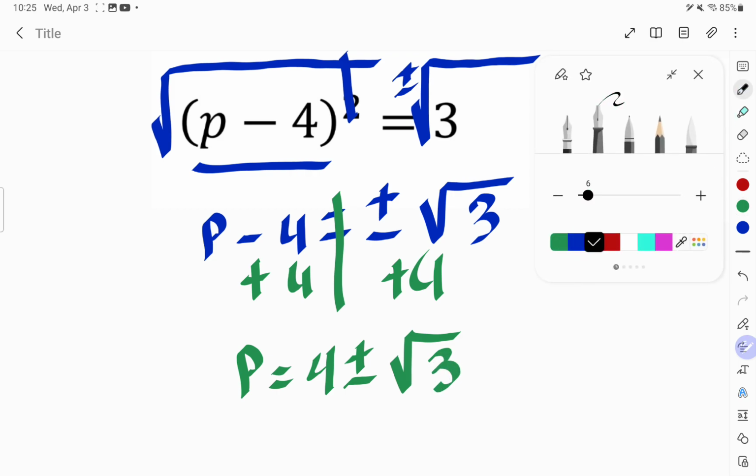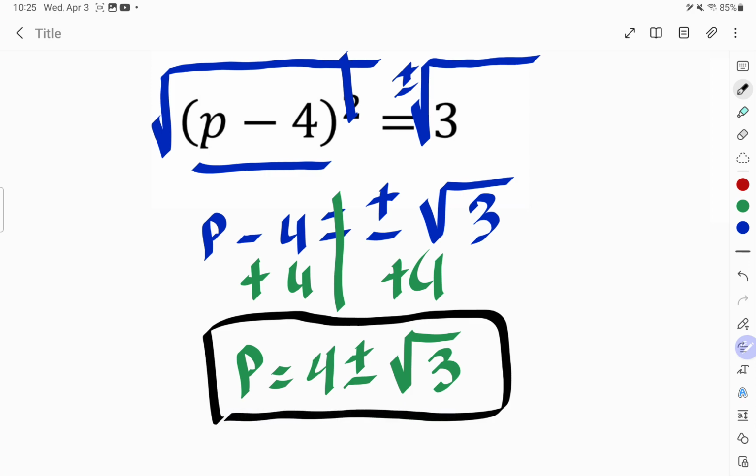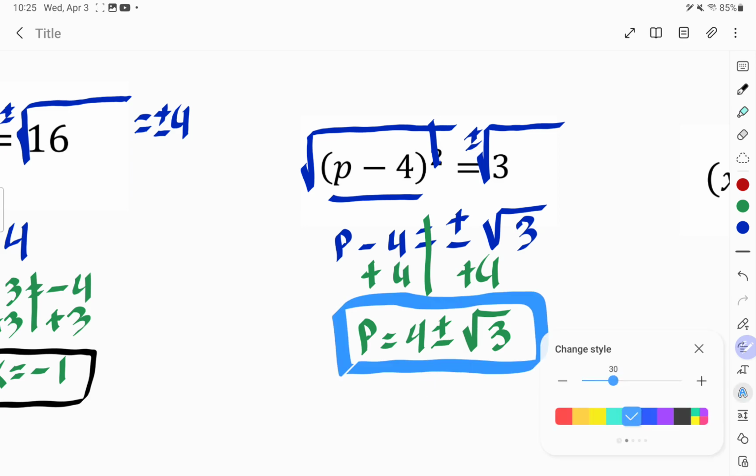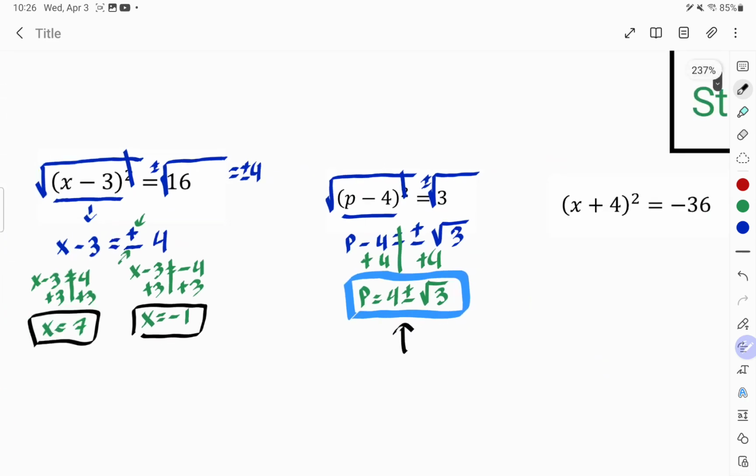Now, technically, I could separate them and even give the decimal answer if I wanted to, but I'm not. I'm just going to leave it like that. It looks nice and I can understand what I have. So I have two answers, right? One of my answers would be 4 plus square root of 3. The other answer would be 4 minus square root of 3. We understand what this is, okay? So bottom line, that's my answer for that one. Let's go ahead and move to another one.